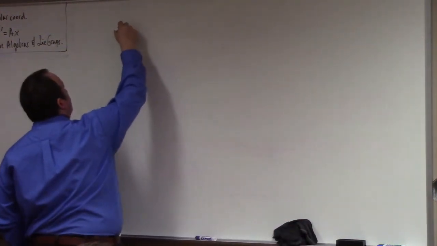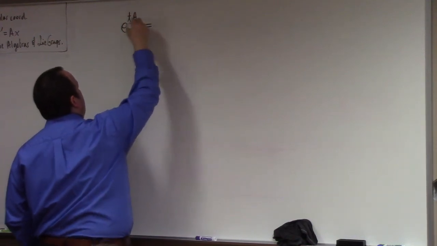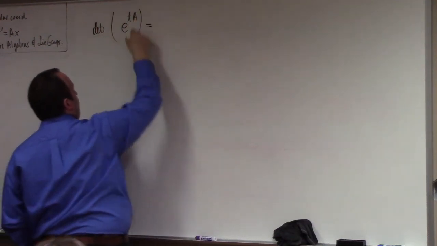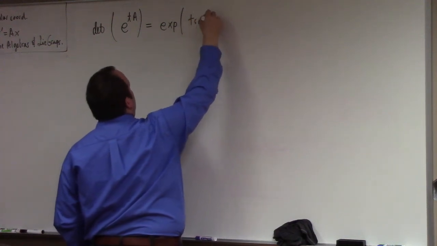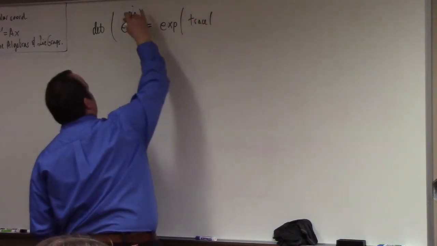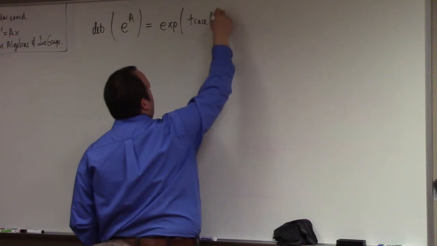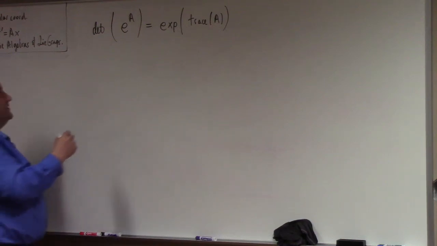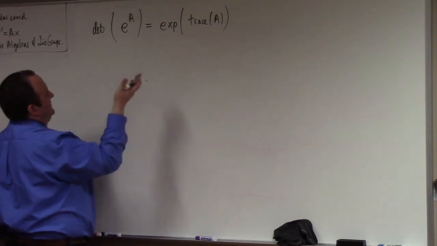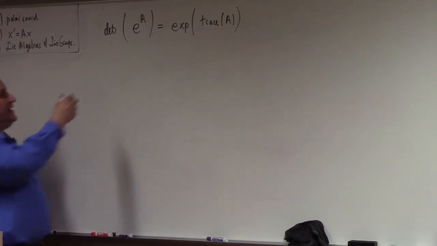There's a formula: the determinant of e to the t a is equal to the exponential of the trace of t a. Well, let's forget about the t for a while. Let's just say that the determinant of e to the a is the exponential of the trace of a. This identity is pretty easy to prove if a is in Jordan form. You can prove this. If you put a into Jordan form, it's pretty easy to verify this identity. If a is diagonal, it's even easier.